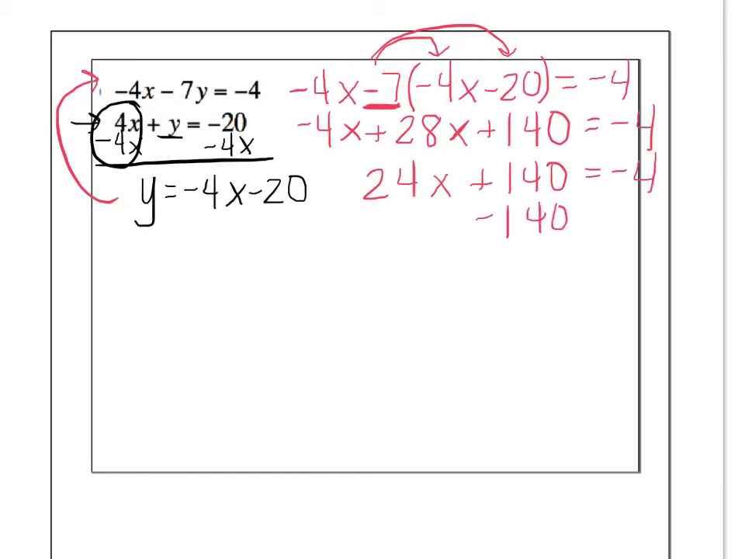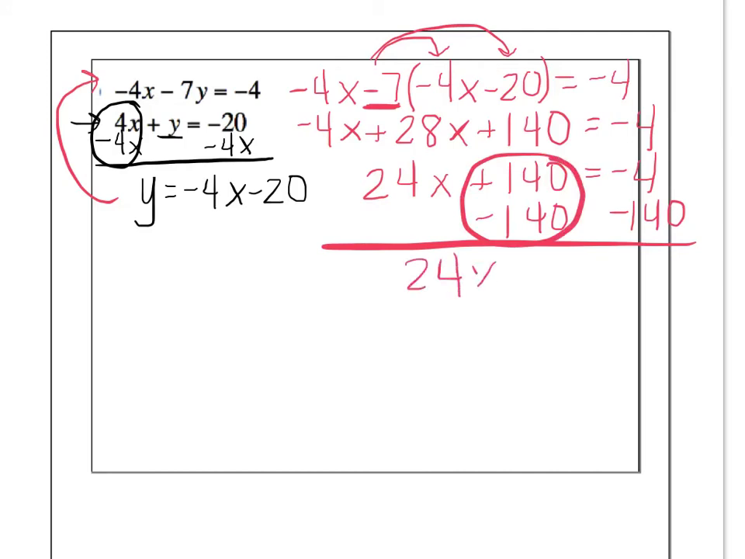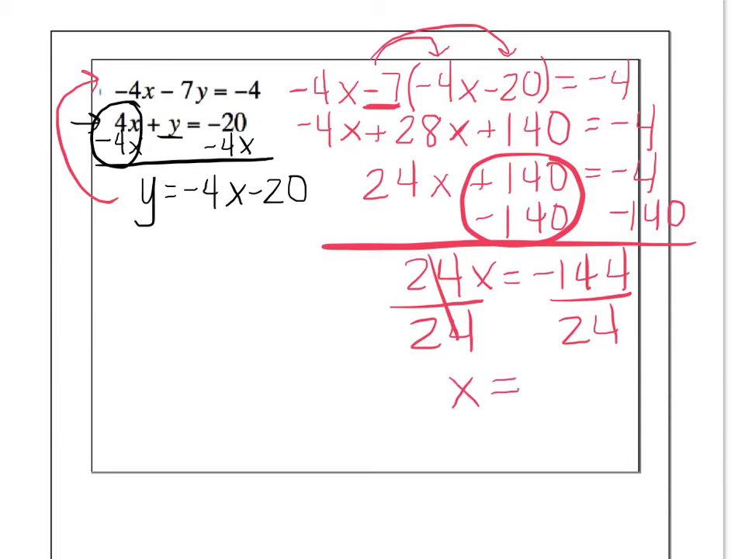We'll subtract 140 from each side, which gives us 24x equaling negative 144. We'll divide by 24 on each side, and x is going to equal negative 6.